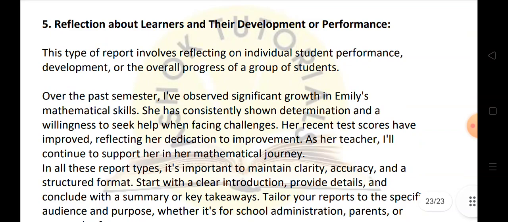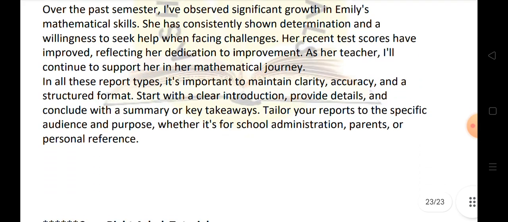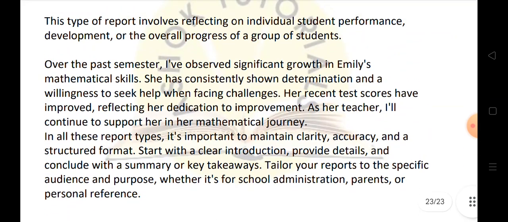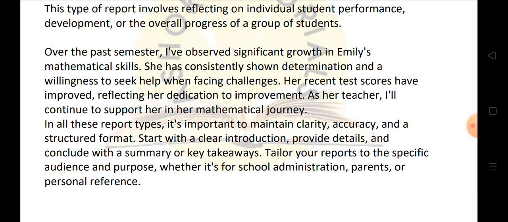Now, reflection about the learner and their developmental performance. This is a type of report reflecting an individual student's performance, development, or overall progress. We know that we have anecdotal records and student portfolios, right? If we are efficient teachers, who want to go outside the box and help the learners, who want to go outside the comfort zone and work for the welfare of the learners, we will need to put in extra effort.